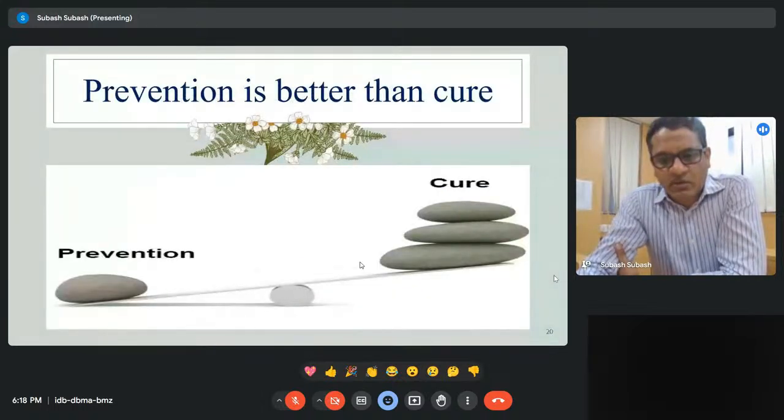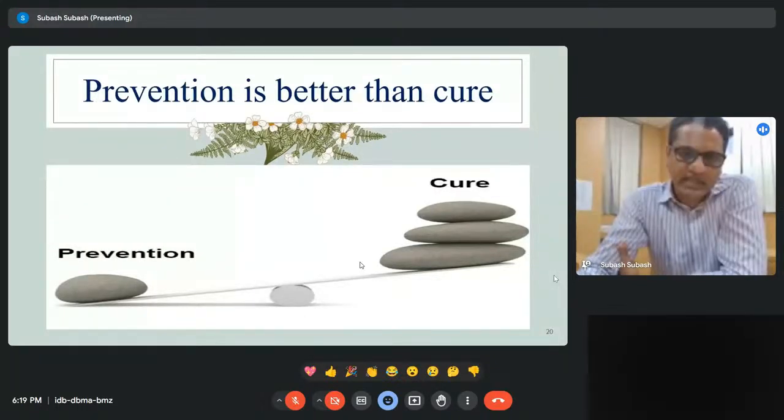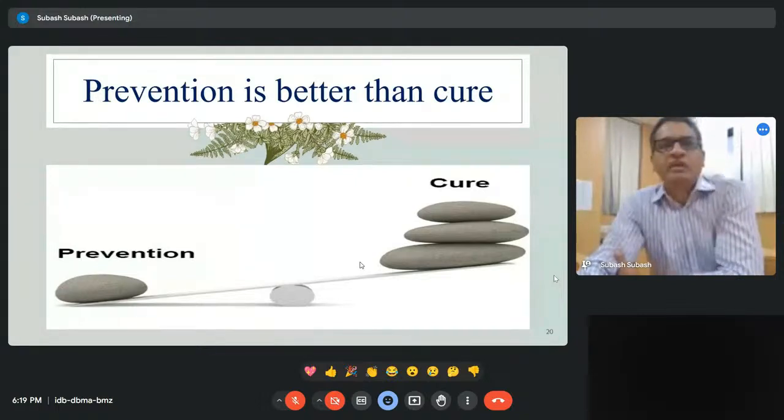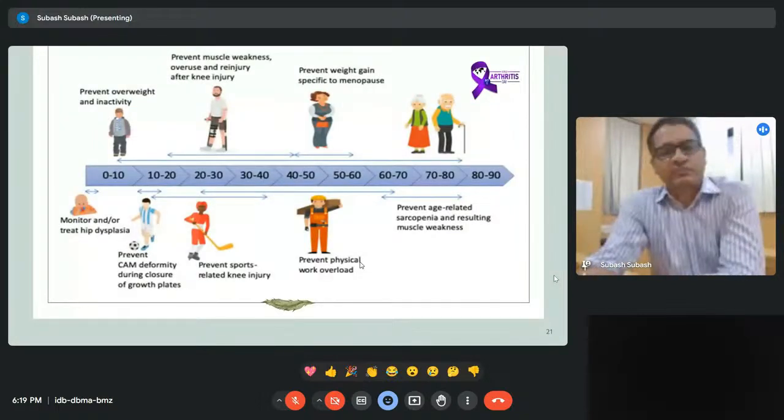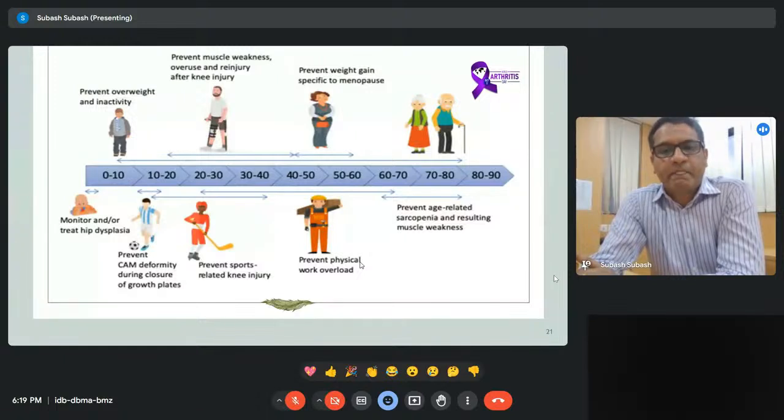So there is no way that anybody can escape. Maybe 1 in 100 might escape because of their very good genetic make, but this is a normal process. So how do we manage it? Obviously, keeping a healthy diet, regular activities, preventing overweight, keeping the muscles strong. There's a huge graph showing all this, where it keeps your cartilage healthy and active.